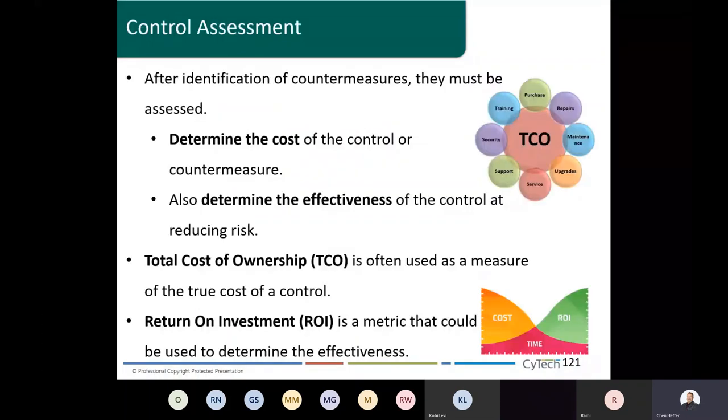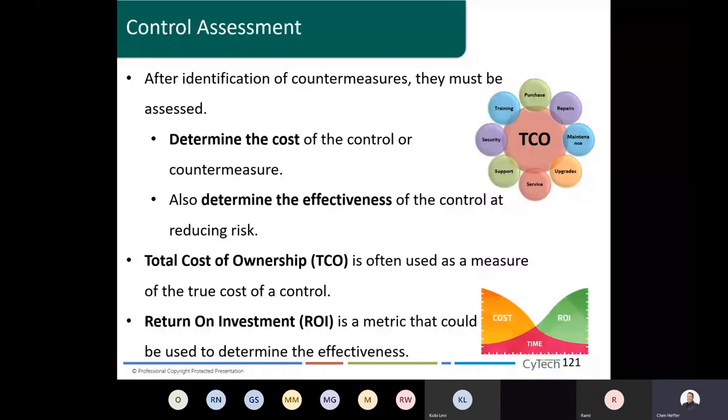The control assessments: when we decide to implement controls and address or mitigate the risks, there are two ways to measure the effectiveness of the investment of actually implementing controls, because this costs money. And we have two terms that we need to remember.